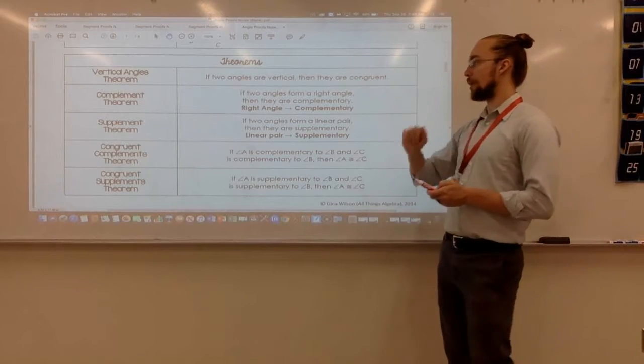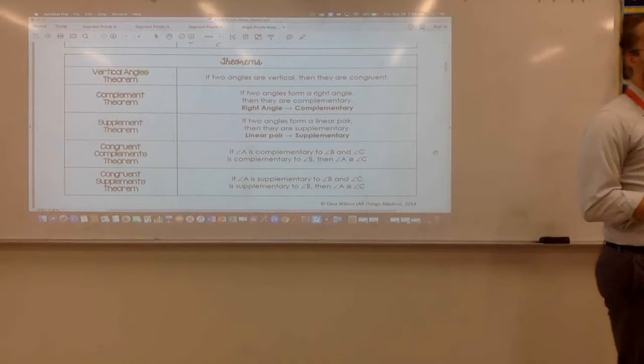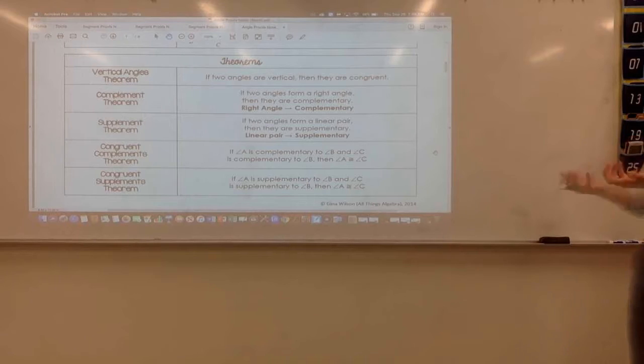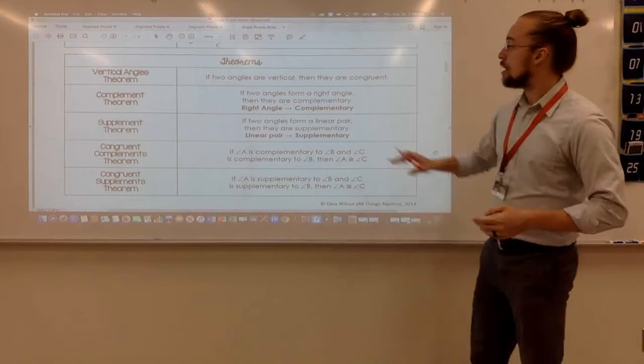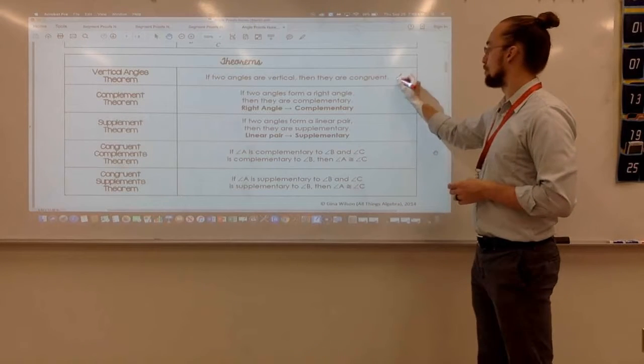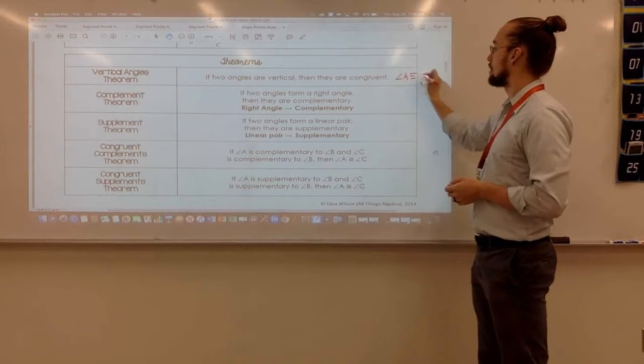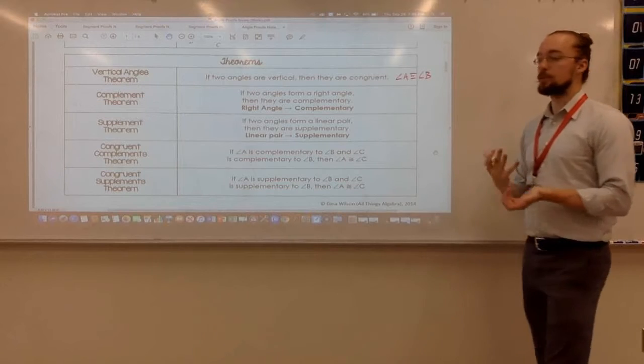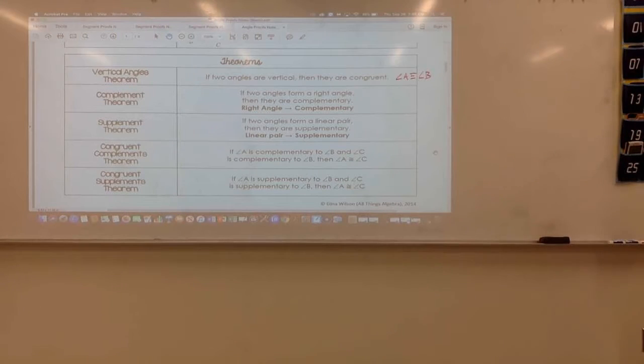Okay? We know what vertical angles are. Right? If we're told that, or even in the diagram, we can see that 2 things are vertical angles. They're congruent. Right? So if I know that 2 angles are vertical angles, right, I can state that they're congruent to each other. And we could be told that, or we could just recognize that in a diagram.